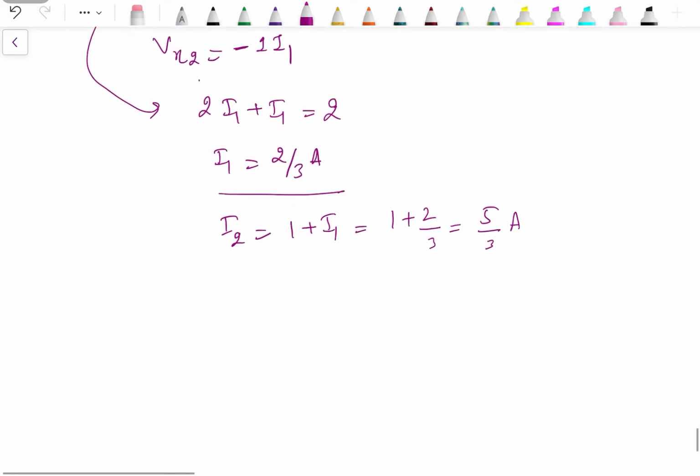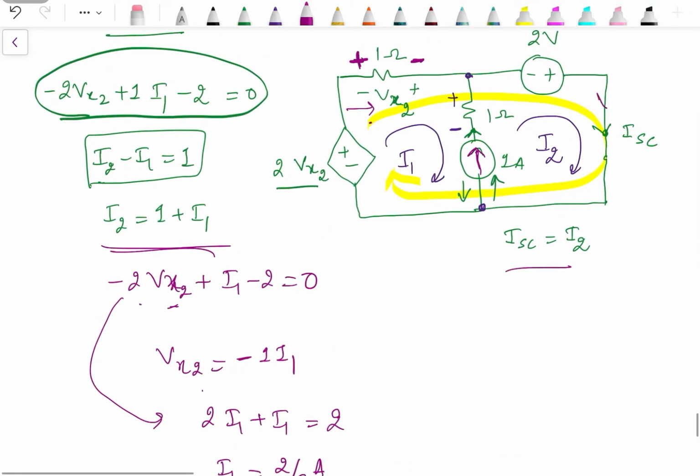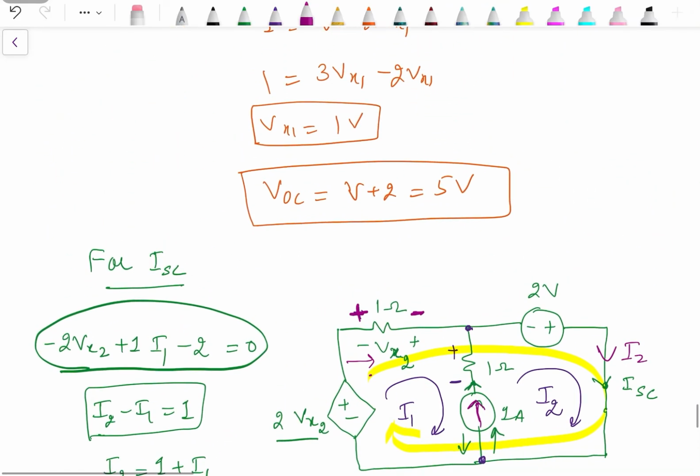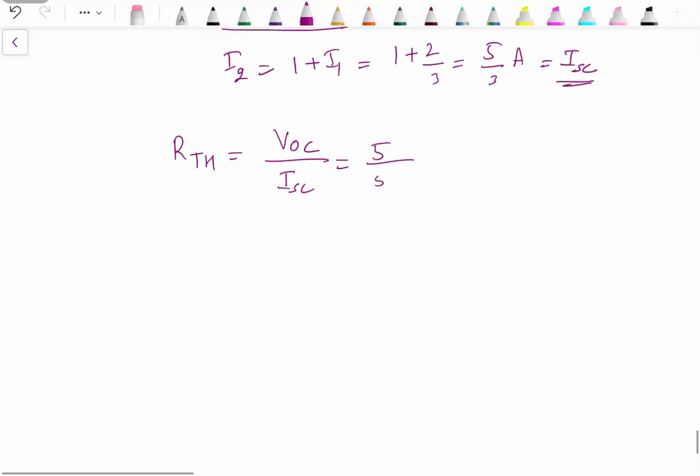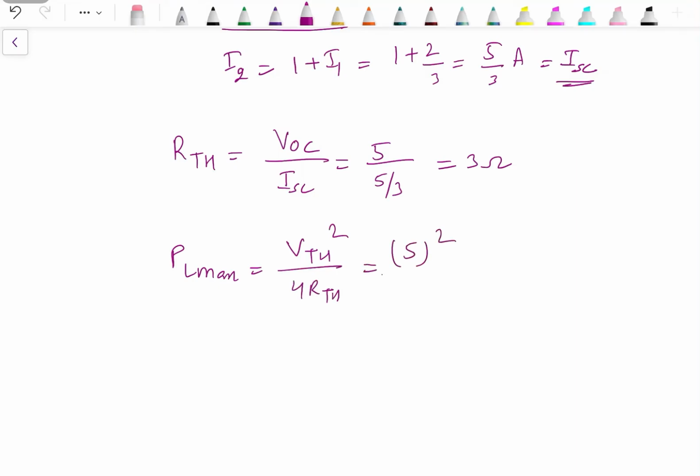I2 is 5 by 3. RTH is the ratio of VOC and ISC. I2 and ISC are both the same. VOC is 5, ISC is 5 by 3. RTH is actually 3 ohm. PL max is VTH square by 4 RTH, 5 square by 4 into 3. It's 2.083 watt.